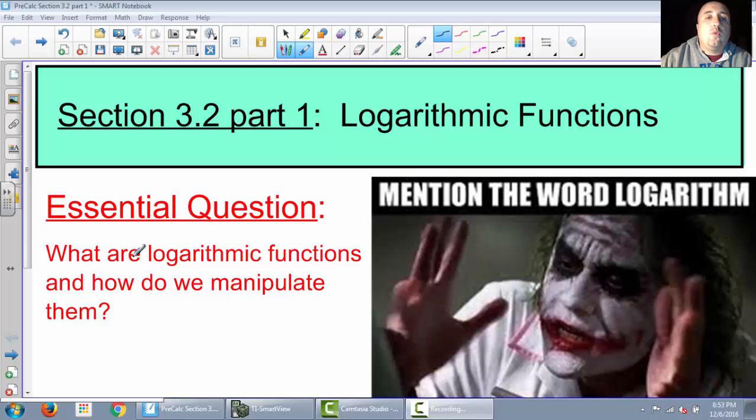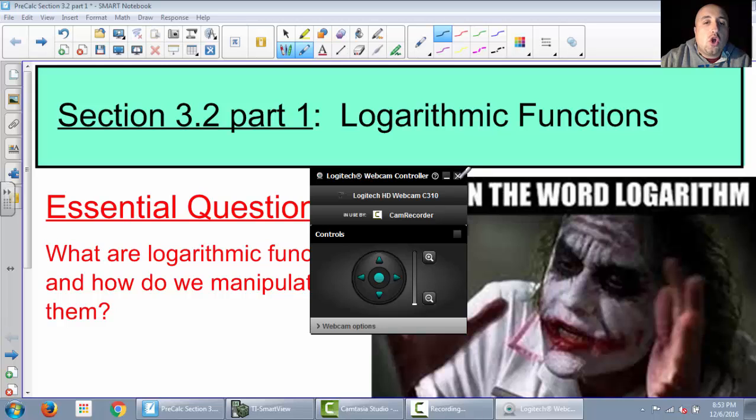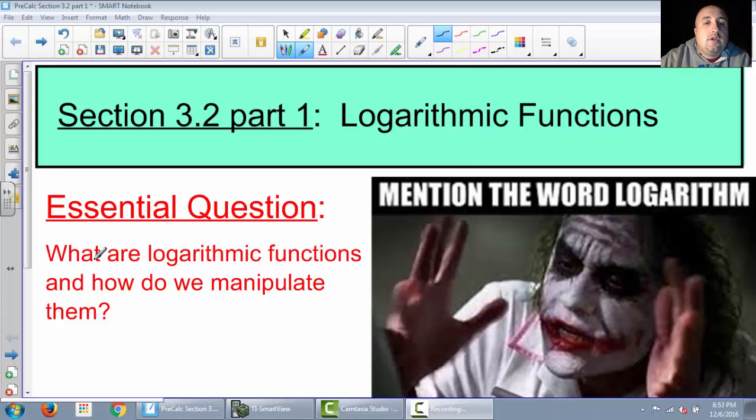All right, welcome to section 3.2 part 1, where we're going to learn about log functions, logarithmic functions. I think you've seen this at some point in Algebra 2, but if not, we're going to redo the whole thing. The essential question is, what are logarithmic functions and how do we manipulate them? Okay, so what can we do with these?